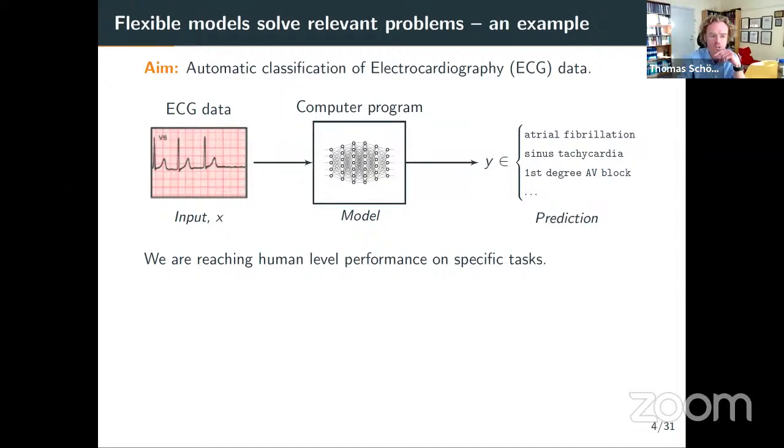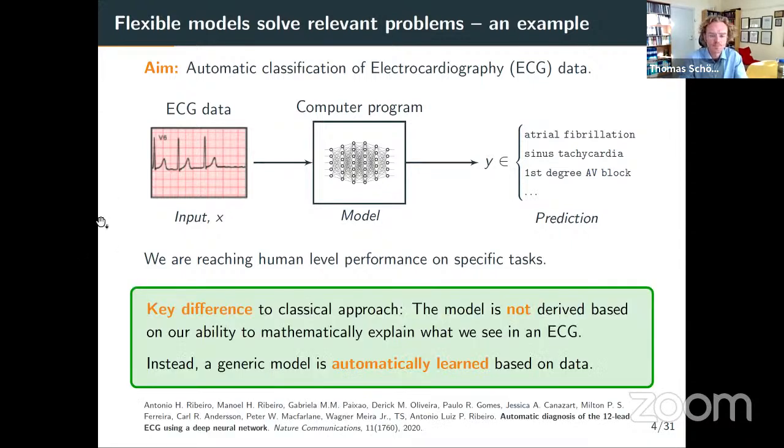So we have almost 2.5 million ECGs to train on. And we are reaching human-level performance. We are on par with trained doctors on classifying 6 of these problems. And this is something that we published last year.